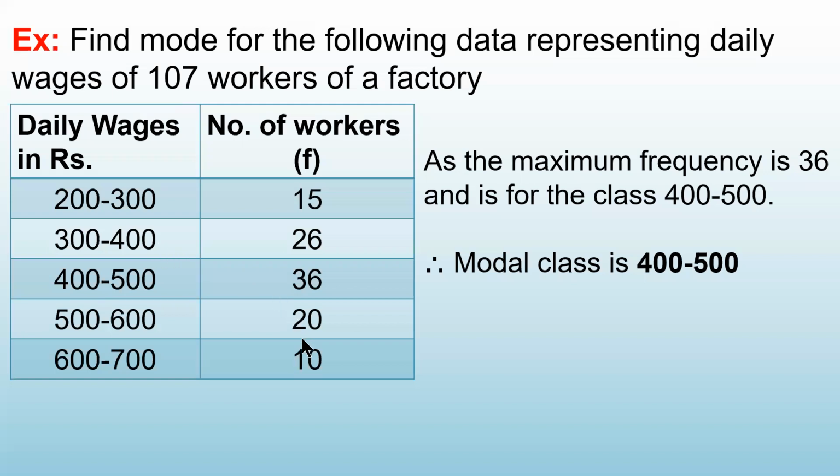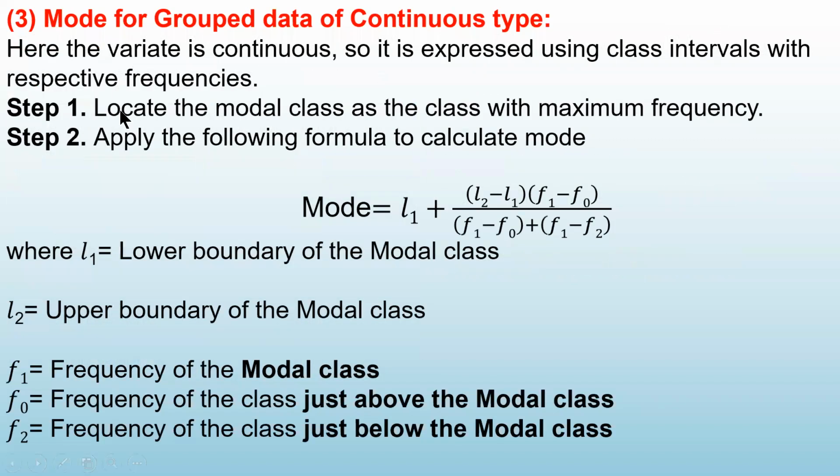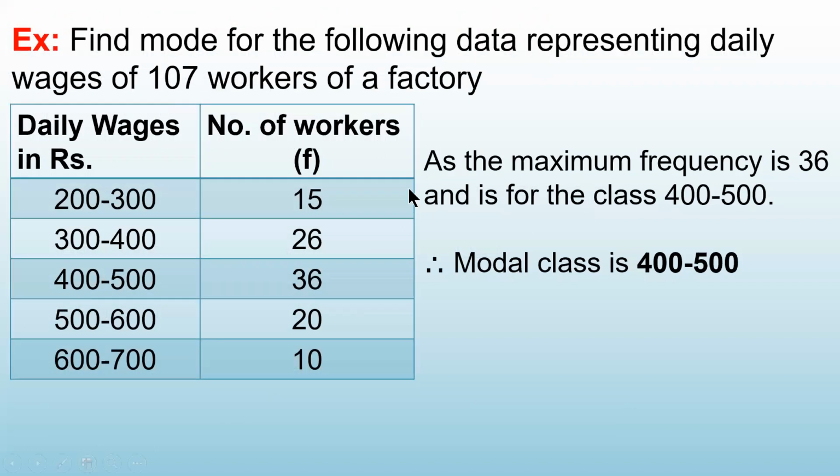So we will go as per our steps. So what is our first step? Our first step is locate the modal class. How do you locate the modal class? It is the class having maximum frequency. तो हमें क्या करना है, ये फ्रीक्वेंसी का कॉलम देखना है. यहाँ पर सबसे ज्यादा फ्रीक्वेंसी कहाँ है, 36. Put an arrow. Okay, और ये किस क्लास के लिए है, ये इस क्लास के लिए है. So this is my modal class.